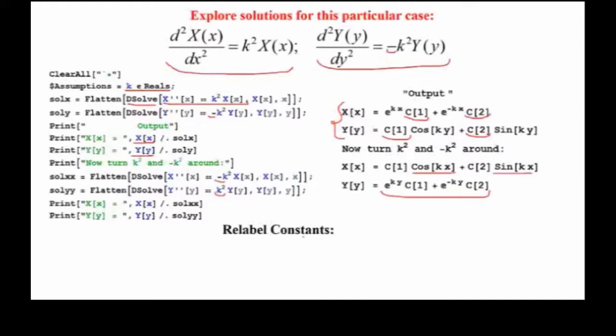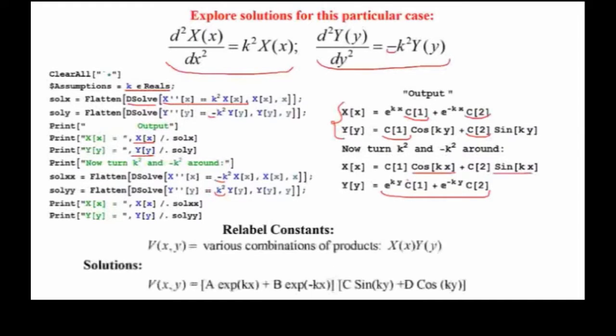So let's relabel the constants just so we can stay sane. So we'll take the first version where we had a plus k squared for x, minus k squared for y. And so realize that V(x,y) can be various combinations of these products of x and y. And so let's just put the simplest case first. So we'll just name those constants a, b, and c, d. And I'll justify that choice where we want exponentials here in x, and we want sines and cosines over here.